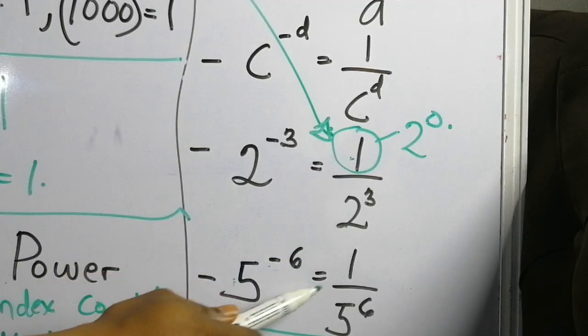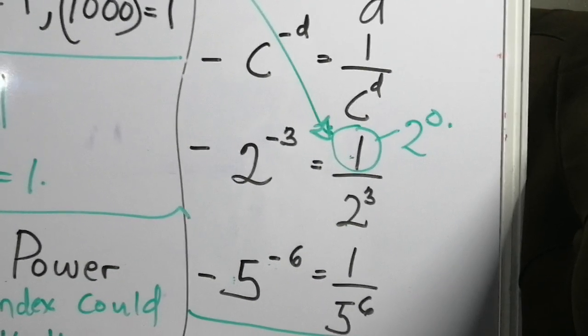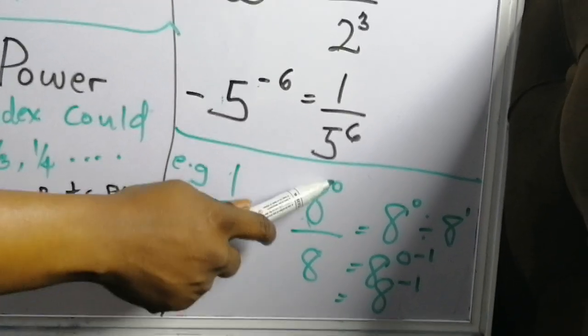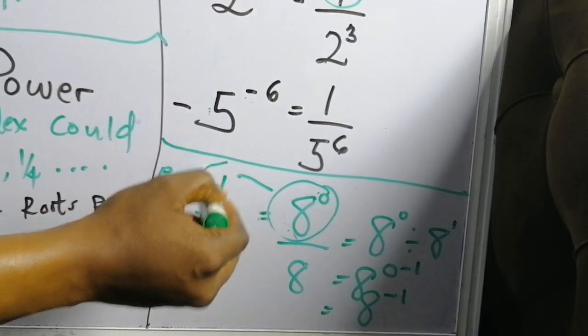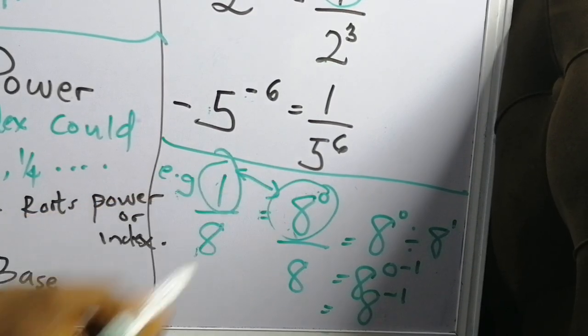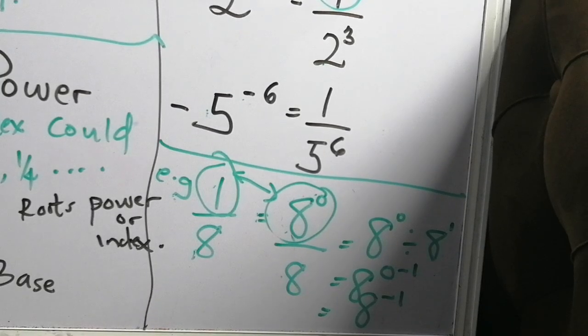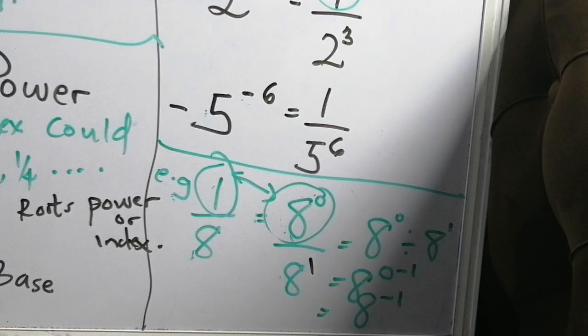The same thing applies here. 5 raised to power minus 6 equals 1 over 5 raised to power 6. And I give an example here. 1 over 8 is the same thing as 8 raised to power 0 over 8, which is the same thing as 1 over 8. And I've told you, most of the time when we write values in mathematics, they are raised to power 1. But anything raised to power 1 is that thing, so I didn't want to mention it.